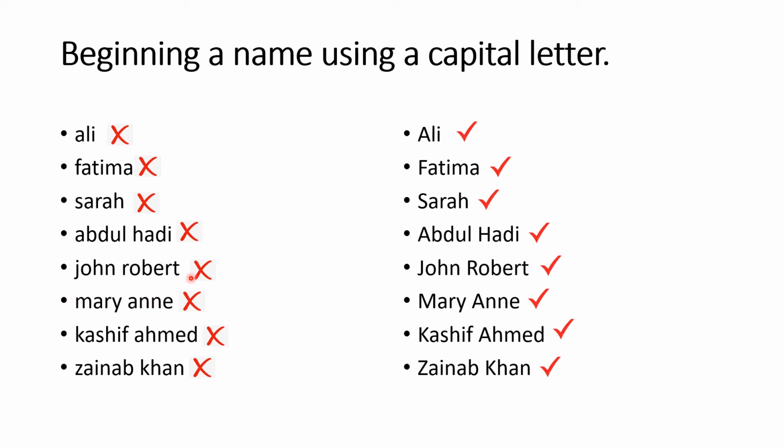Same goes for John Robert. This is wrong. It's incorrect. This is the right way of writing, capital J and capital R. Mary Ann, Mary, M is capital here and even A is capital here. Kashif Ahmad. This is not the correct way of writing names. You should always begin it with a capital. So we have used a capital K and a capital A here. So this is the correct way of writing. Zainab Khan, Zainab Khan. See the capital letters here.